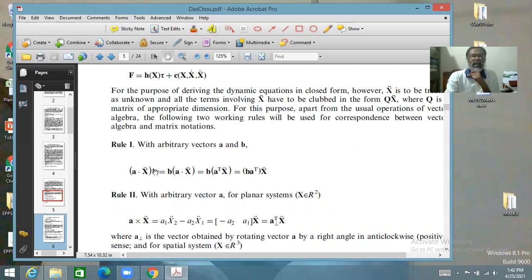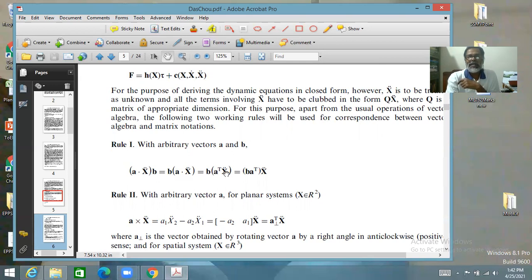So to handle that, you first say that b is the scalar, this fellow is the vector. Whether we write the vector on this side or this side doesn't matter. Then a dot something, the inner product in vector algebra, is nothing but a transpose that something. This is a column vector, a transpose is a row vector, this is another column vector. Now all of them are matrices.